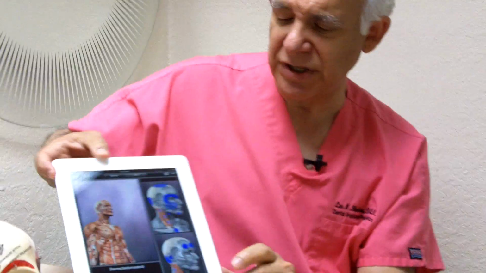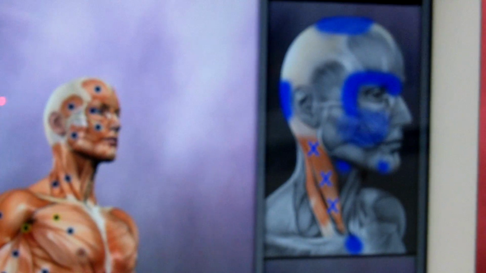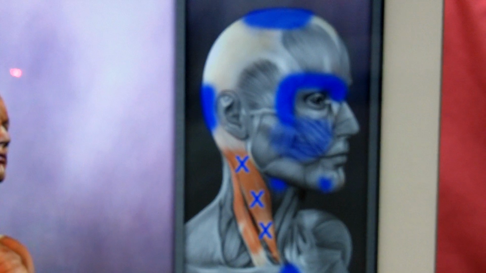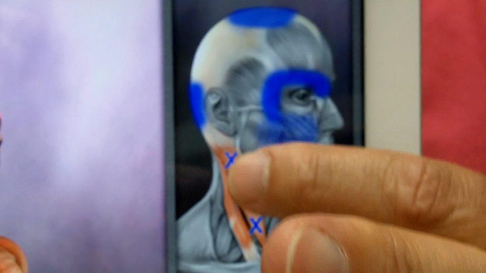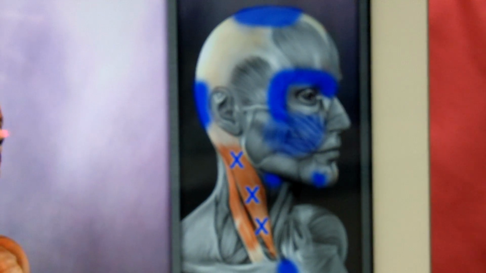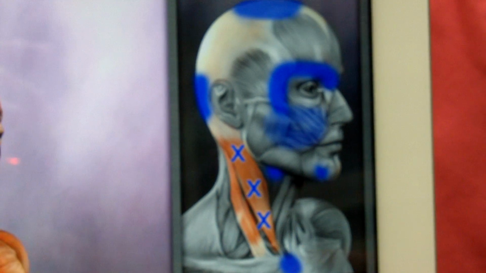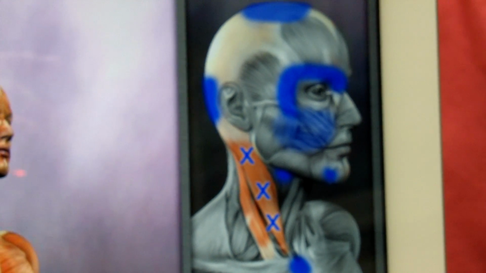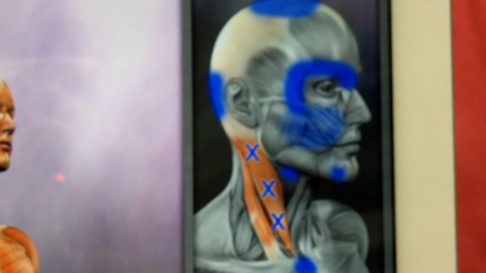I want to show you something for a second. And Courtney, can you see this right here? So good. What you're seeing here is a picture of a skull with muscles. And you see these little X's right here. This is the sternocleidomastoid muscle. Now, it's not really important what the muscle is called. The fact is that this muscle attaches our head to our neck. It helps us actually turn our heads from right to left.